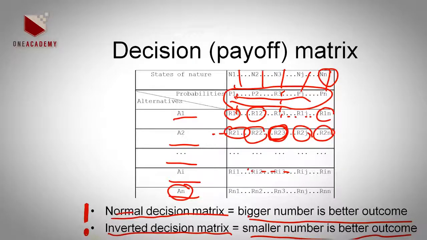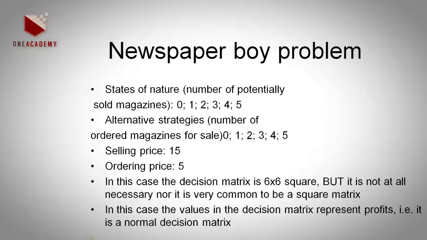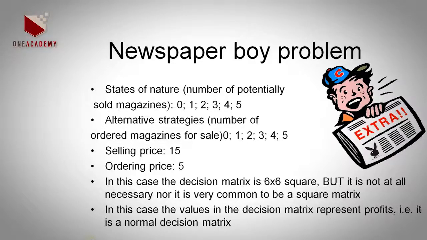In order to explain the normative reasoning decision approach from now on, we're going to use a very popular problem, which is called the newspaper boy problem. Imagine that you are a newspaper boy. You're actually selling not newspapers, but expensive magazines.